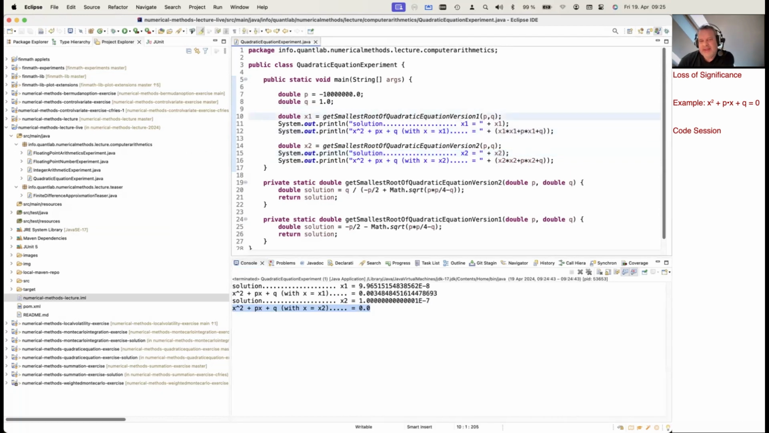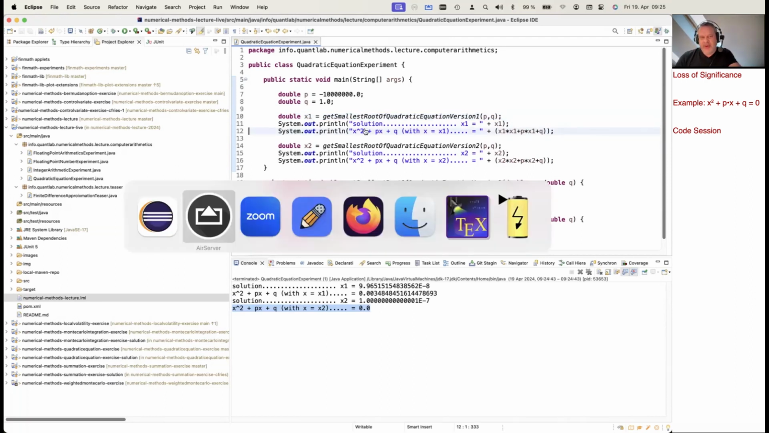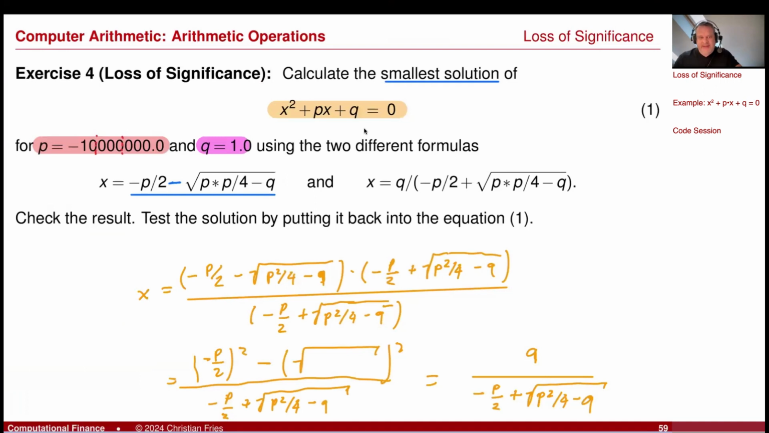Okay, so you see that actually this numerical method here can go wrong. Okay, and why is this happening? What is going on? If you look at our exercise here, the solution is the difference of a large number and a large number.